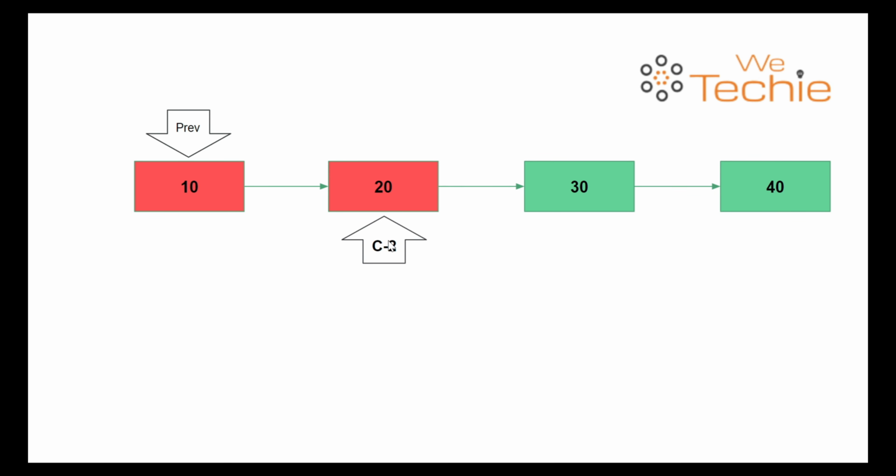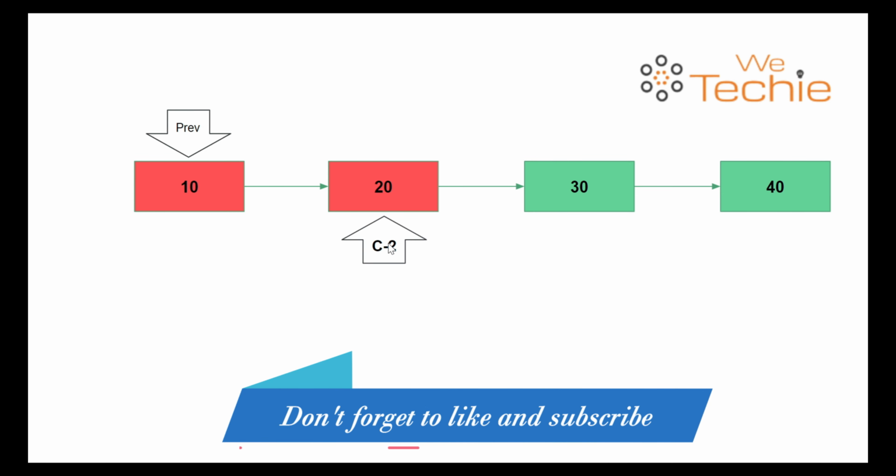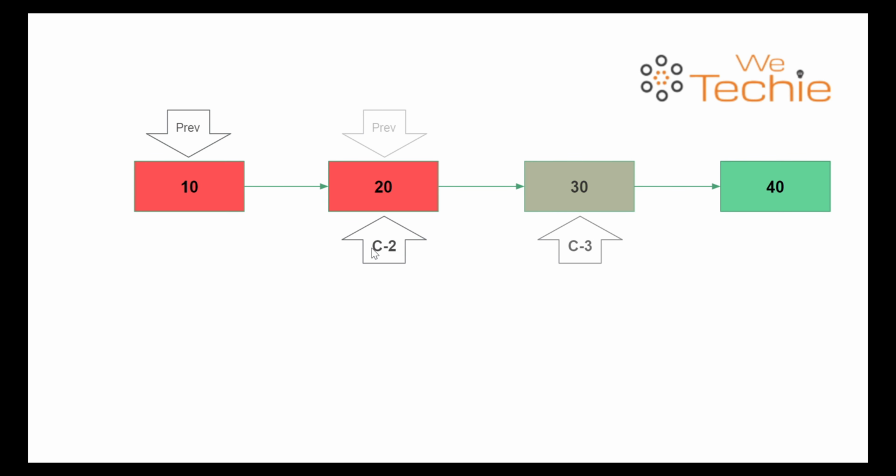Location value is 3 and counter value is 2. Still we are not on the right node, so we have to move one step forward. Now you can see previous is pointing to the second node, which is 20, and the current reference is pointing to the node 30, and the counter value becomes 3, which is equal to the location value. It means we have to delete this node which has data value 30.